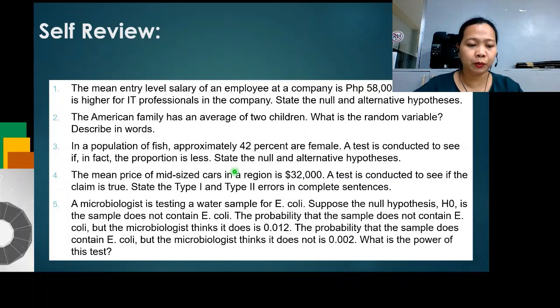So, self-review. Your answers to these problems will be submitted in your LMS. These exercises will help you formulate your null hypothesis and your alternative hypothesis. We have 5 problems here, and I will create an activity in the LMS so that you can upload your answers there. Okay? Thank you for listening.